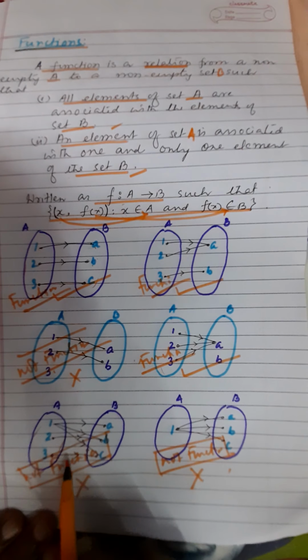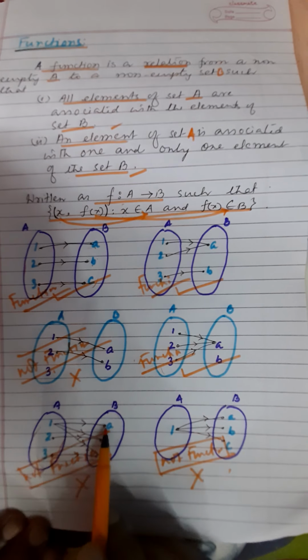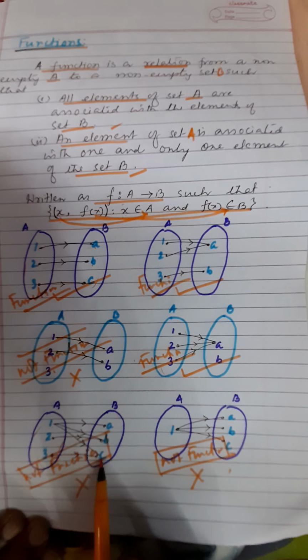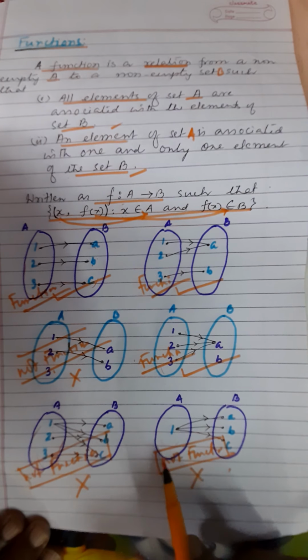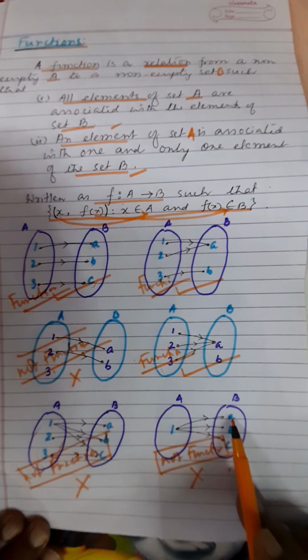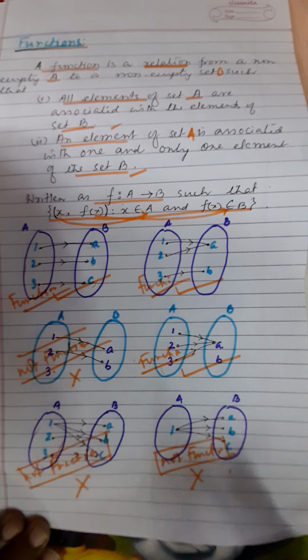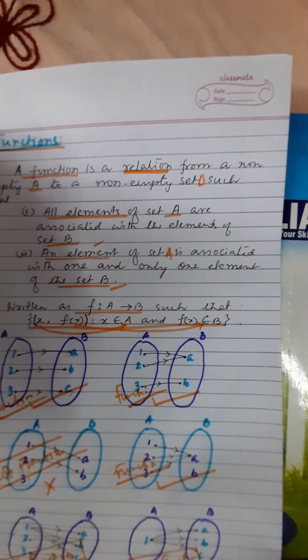Here, all the elements of A are associated with the elements of B, but 1 is associated with more than one element. So 1 is associated with a, 1 is associated with b, 1 is associated with c. So this is not a function. Here again, all the elements of set A are associated with the elements of B, but 1 is associated with how many elements? 3 elements, more than one element. So this is not a function. This way you can define the function.